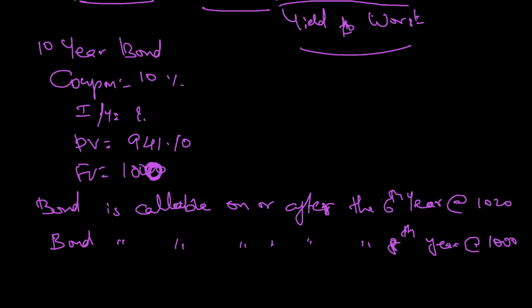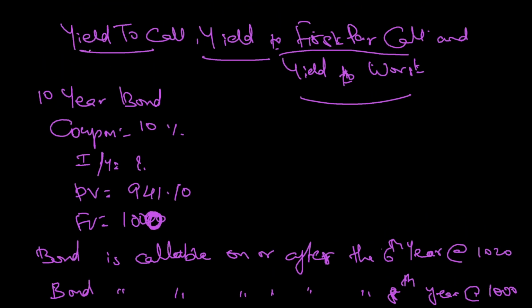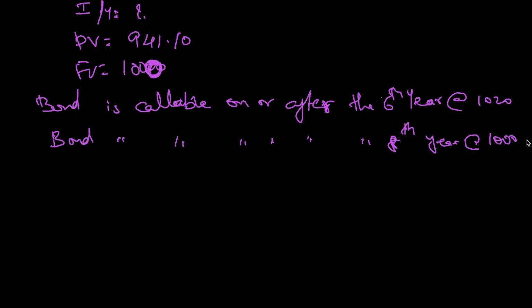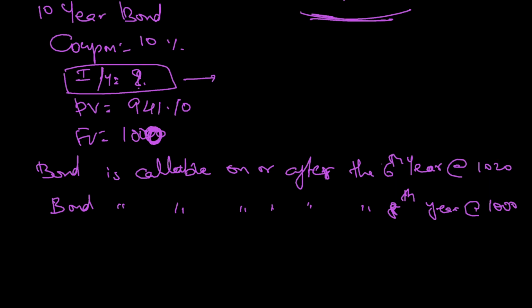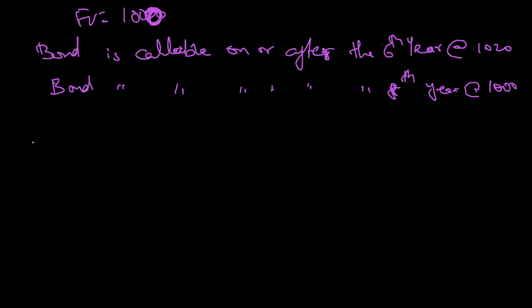Okay, so these are all the given conditions, and we need to find out yield to call, yield to first par call, and yield to worst. Right now I don't know the IY. First of all, this YTM itself I don't know. So let's find out the IY or the YTM now.